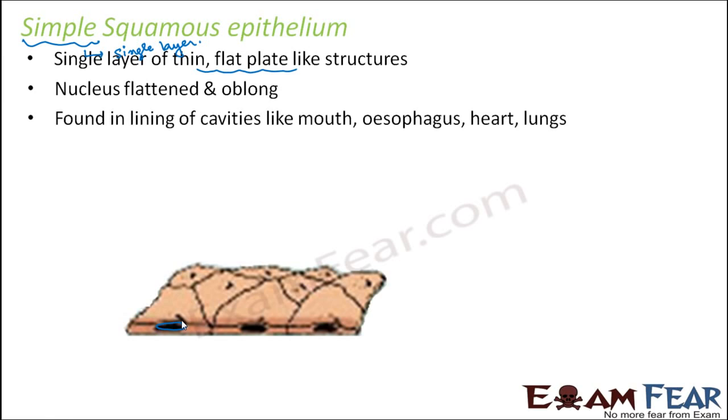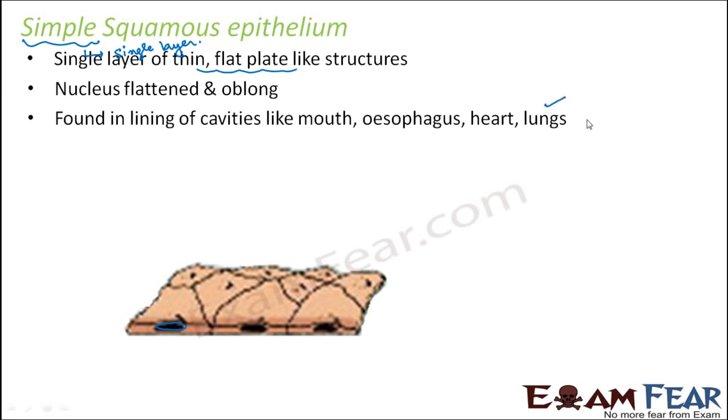Where do we find them? They are found in the lining of cavities like the mouth cavity, esophagus, heart, lungs. So it just acts as a lining. Now the question is, why are thin, flat epithelial cells found in such locations? Why is this type of epithelium present in the lining of such cavities? At all these locations I have mentioned, like mouth or esophagus or heart or lungs, transport of substances takes place through a selectively permeable membrane, right? Each of these places, if you see.